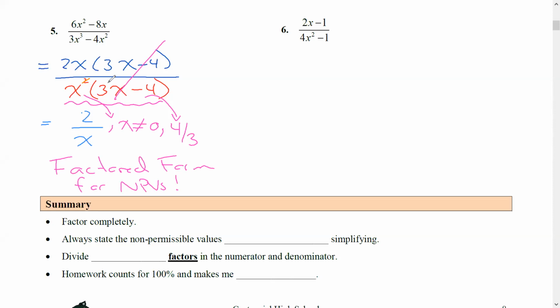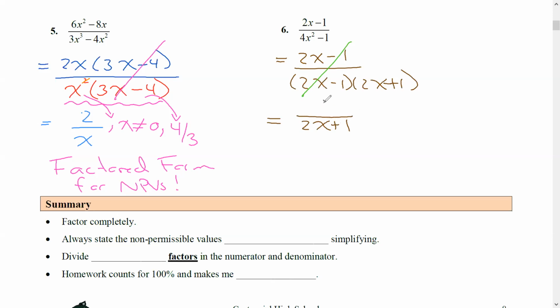Okay, last one, friends. So numerator, nothing I can do with, but denominator, I recognize is a difference of squares. Okay, I get the feeling I'm doing this correctly because I see two things divide out. Now, a very common mistake I see here on tests is people telling me that the answer is 2x plus 1. We're close. Where is that 2x plus 1? The 2x plus 1 is in the denominator. So I need to write it like that.